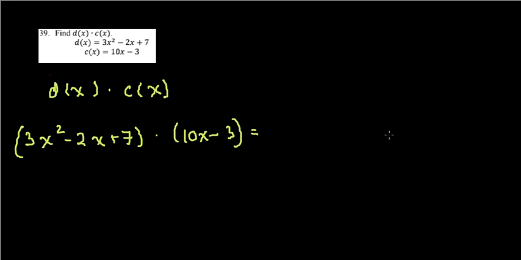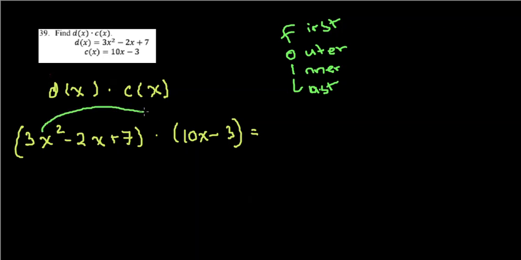So what you're supposed to use now is our little friend of ours, FOIL. So first, outer, inner, and last. Alright, so I multiplied this term by this term. So I multiply the coefficients first. 3 times 10 is 30.